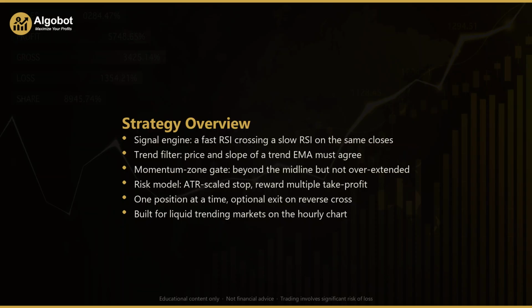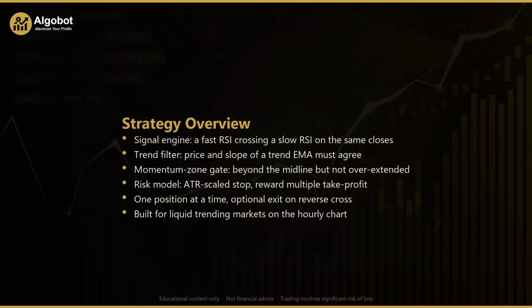On top of that crossover, the strategy layers a trend filter built on an exponential moving average, or EMA. It only considers long trades when price is above a rising EMA, and short trades when price is below a falling EMA. That way, the momentum shift is treated as a continuation of an existing trend rather than a bet against a strong one. There's also a momentum zone rule that keeps entries out of already stretched, exhausted moves. Finally, risk is handled with the average true range, or ATR, which measures how much a market typically moves, so the stop distance adapts automatically to each symbol and time frame.